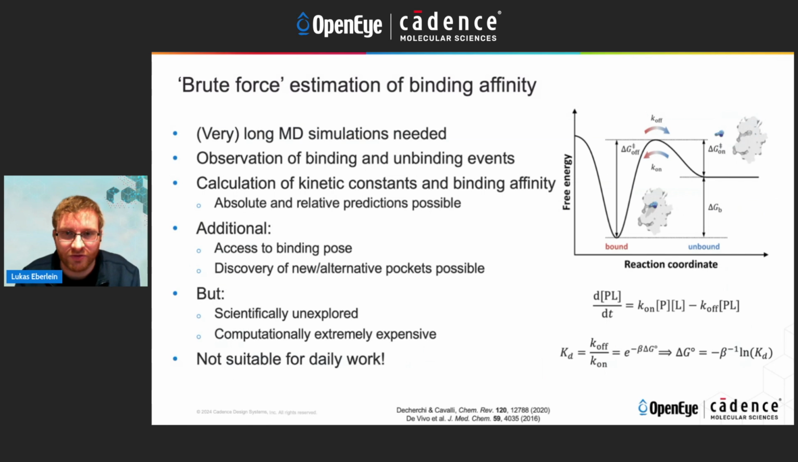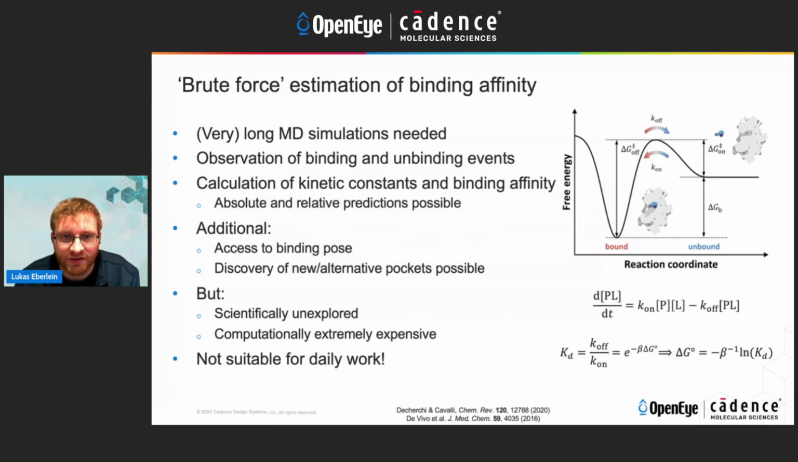Brute force estimation of binding affinities can be done by running very long simulations and observing the binding and unbinding. This way, on and off rates can be calculated and converted into binding affinities. These simulations could be an all-in-one solution, as you could also learn a lot about other interesting properties such as the binding pose and even potential alternative binding sites if we sample long enough.